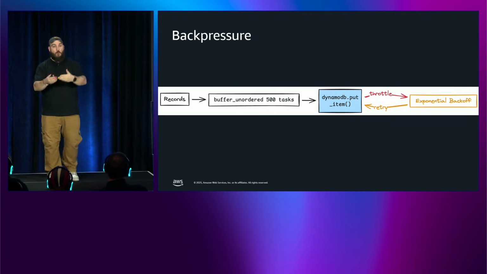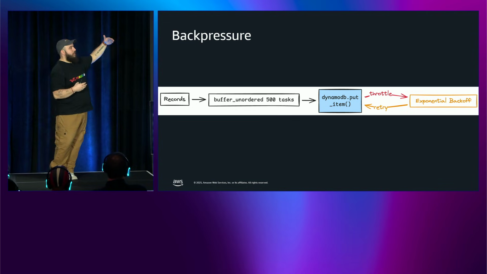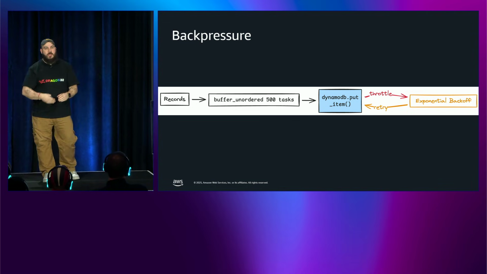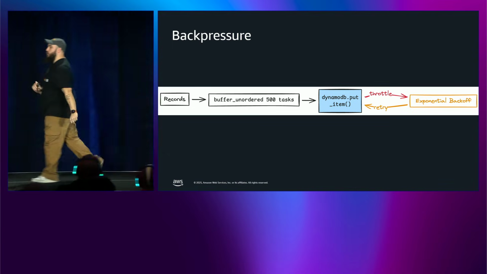So if I get throttled, I wait for a second, I try again, and if throttled again, I wait again, right? It's just super simple. It has a bunch of retries. If it fails after 10 retries, it fails altogether. Let me show you this code.